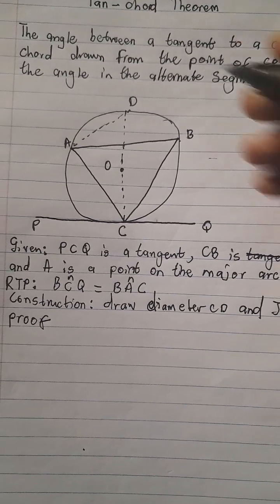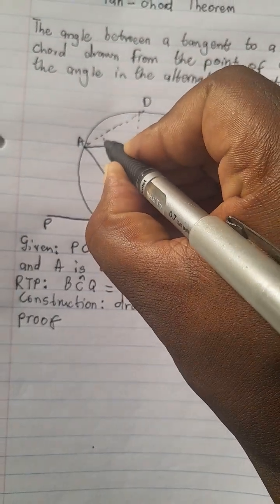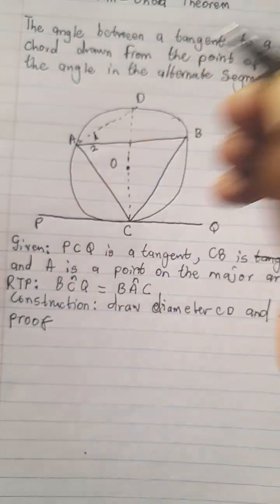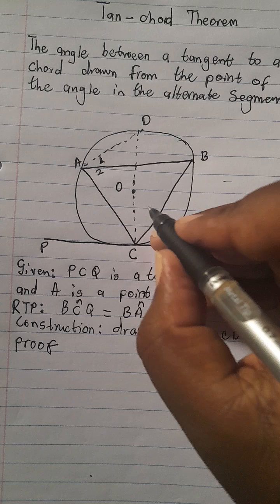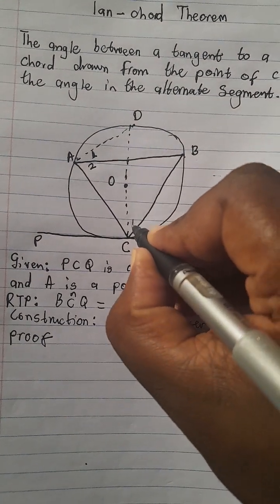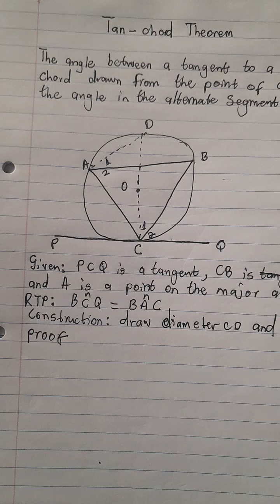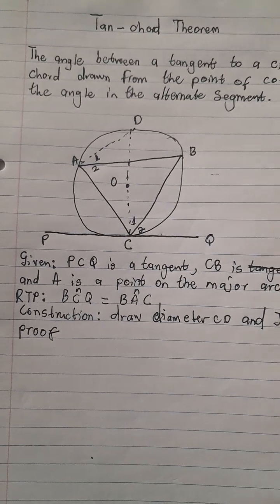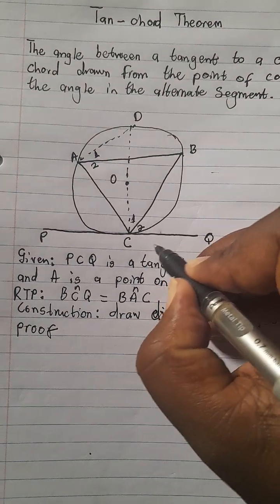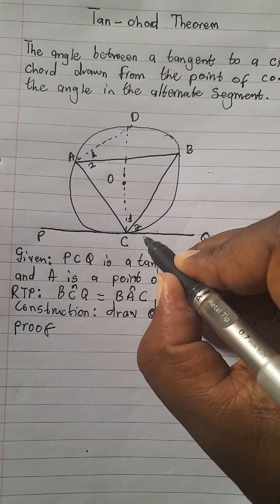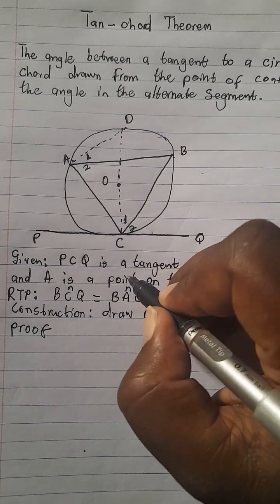So I will name this A1 and name this A2. Also name this C1, and also name this C2. Guys, can you see that at C1 and C2 we have a tangent which is perpendicular to the radius?